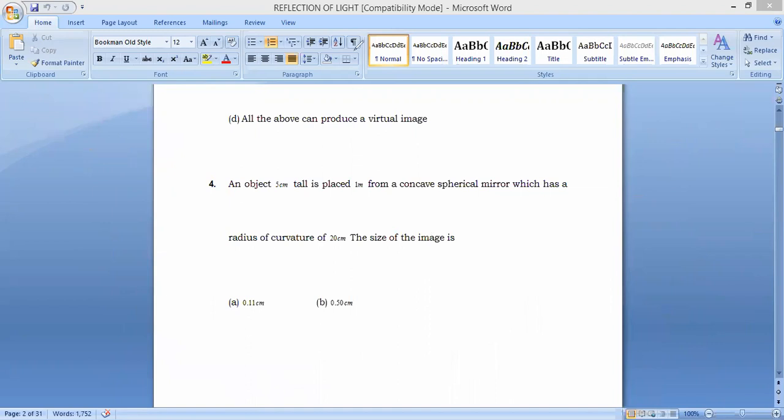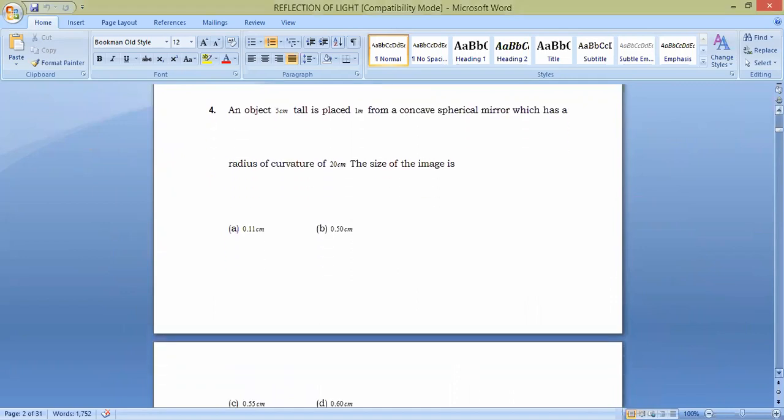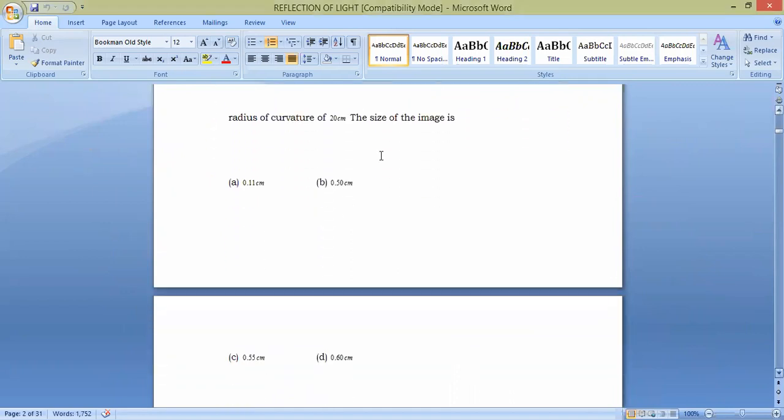Okay, fine. So we got it as 0.55. You can see here, in the options, B we are having 0.5 centimeter. Option C, it is 0.55. Exact answer, it is this one.